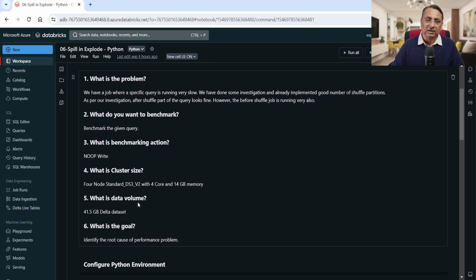What is the cluster size? We will be using 4 worker nodes. Each node comes with 4 CPU cores and 14 GB memory. So total 16 CPU cores and 56 GB memory. What is the data volume? Whatever problem they are facing, it is for approximately 41 GB Delta data set. So that's the data volume. What is the goal? Identify the root cause of the performance problem.